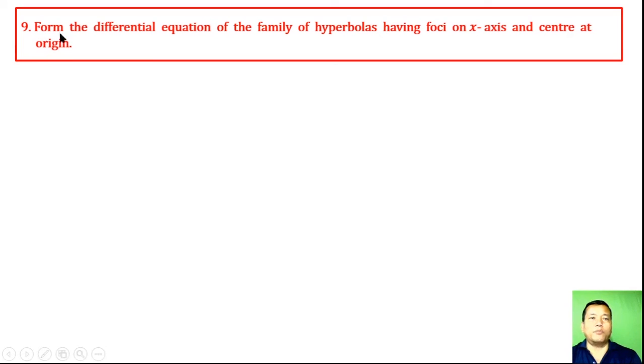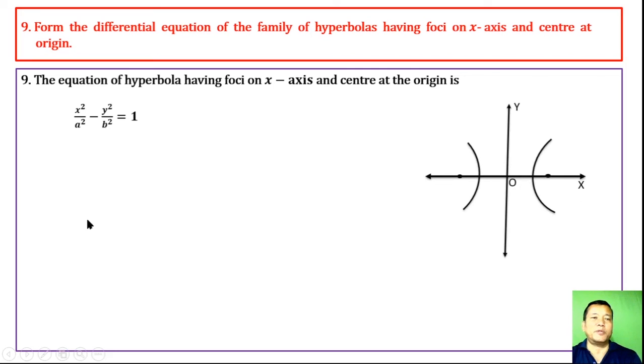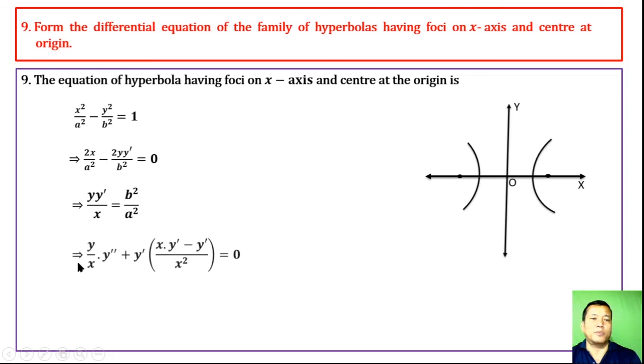Question number 9. Form the differential equation of the family of hyperbolas having foci on the x-axis and centered at the origin. The equation of a hyperbola having foci on the x-axis and centered at the origin is x square by a square minus y square by b square equal to 1. Differentiating both sides with respect to x we get this, dividing by 2 and solving, y dash by x equal to b square by a square.